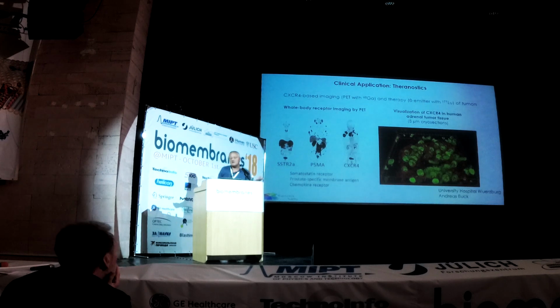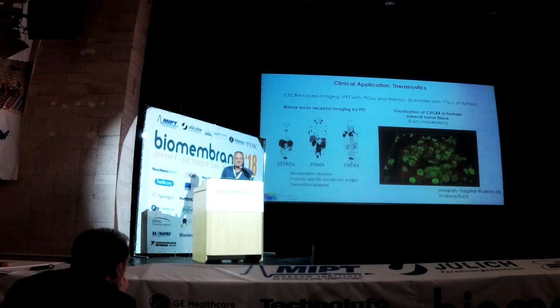And then you take the same antibody, but this time you attach another isotope, lutetium-177. This is a beta emitter, which kills locally, of course, because of beta emission. You inject it, and by this you hope to destroy these metastases.